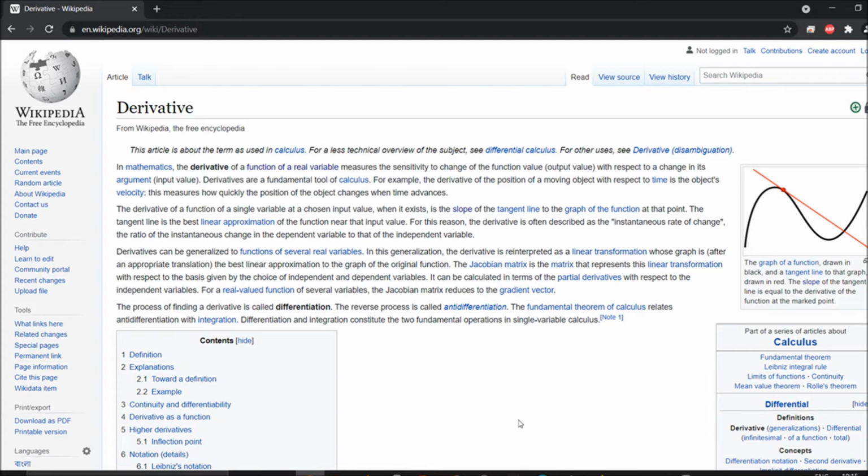In math, a derivative gives an output value dependent on an input. Derivatives are a fundamental tool of calculus. For example, the derivative of the position of a moving object with respect to time is the object's velocity. This measures how quickly the position of the object changes when the time advances. Right now, we will understand what a derivative and differential calculus are.